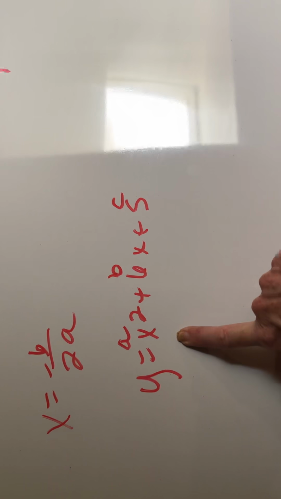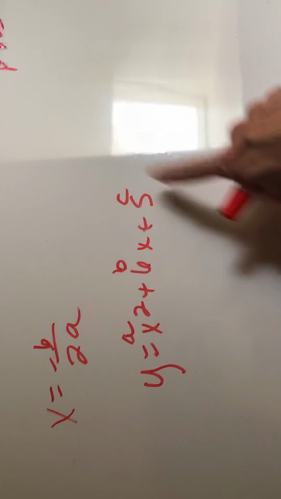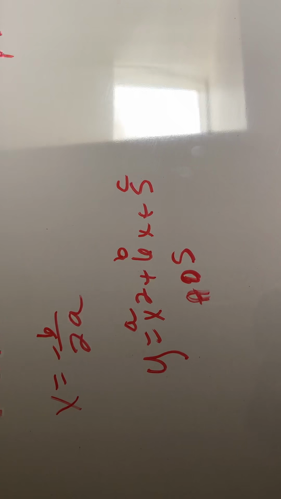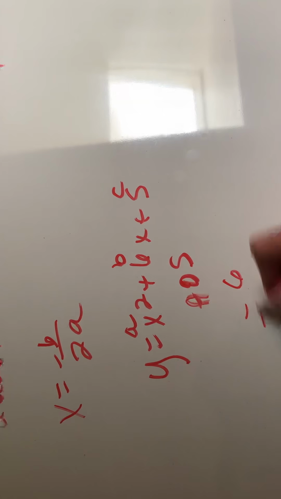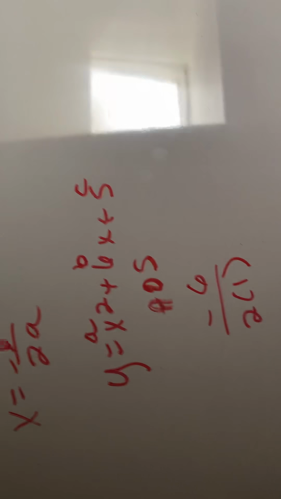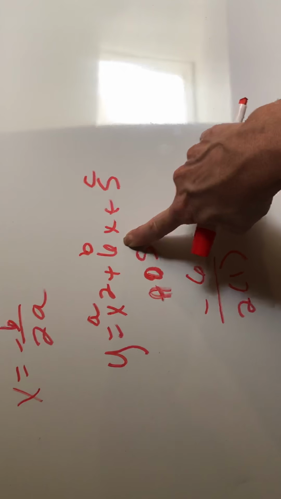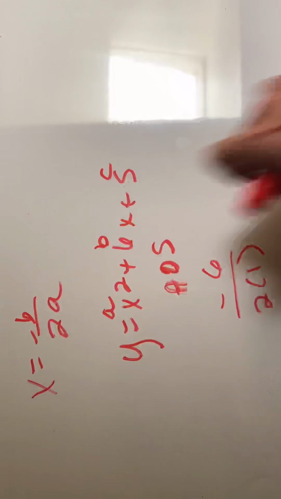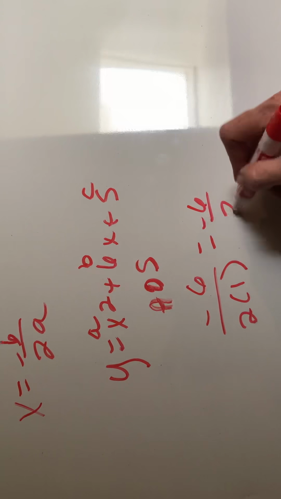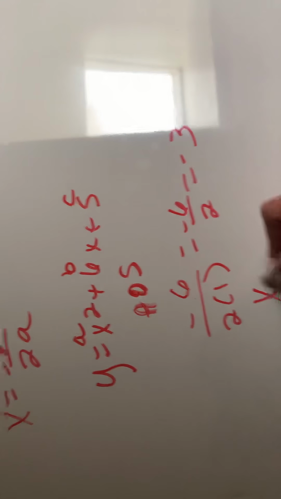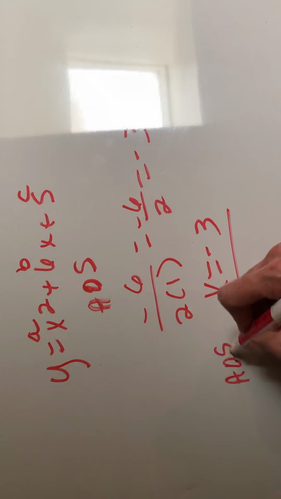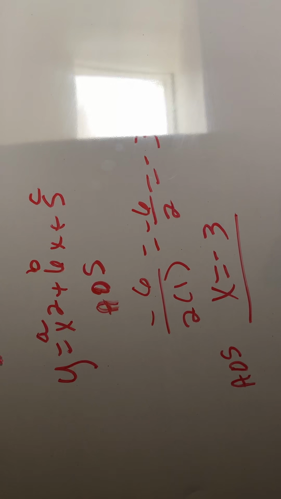A is always the coefficient of x squared, B is always the coefficient of x, and C is always your constant. So if we wanted the axis of symmetry here, we would do -6 over 2 times 1, because B is 6, and then 2 times 1. So we just plug it into that little formula. So that'd be -6 over 2, which would be -3. So x equals -3 is your axis of symmetry. That's your AOS. Okay? So let's try another one like that.